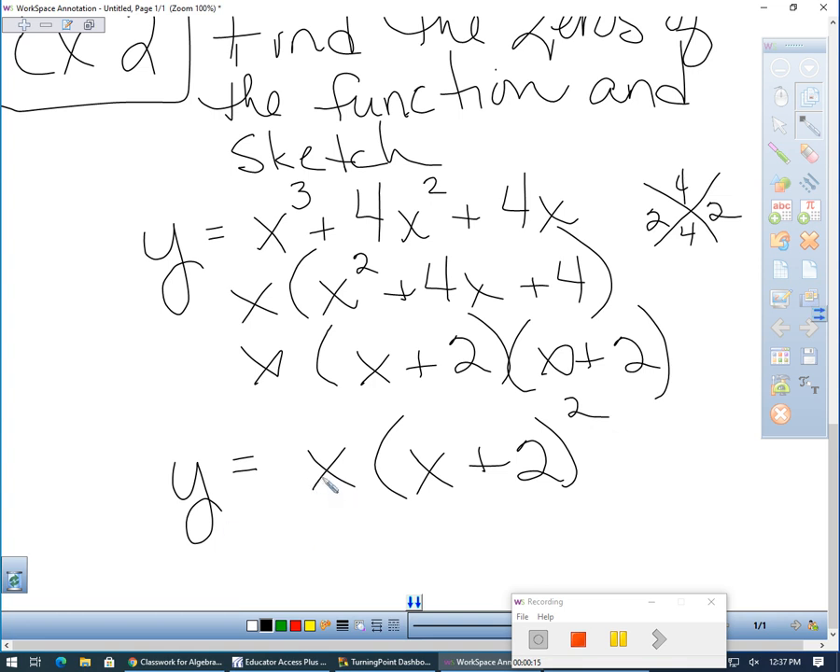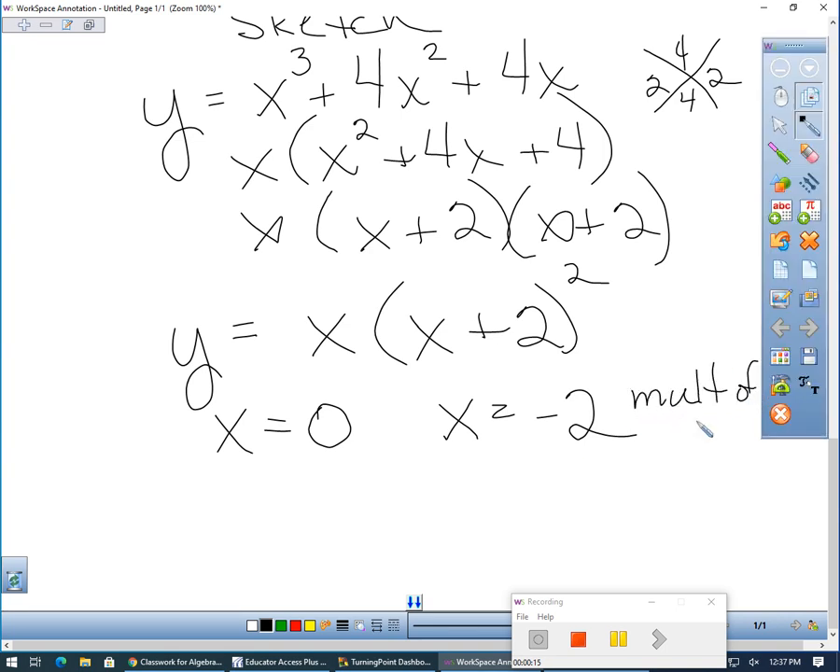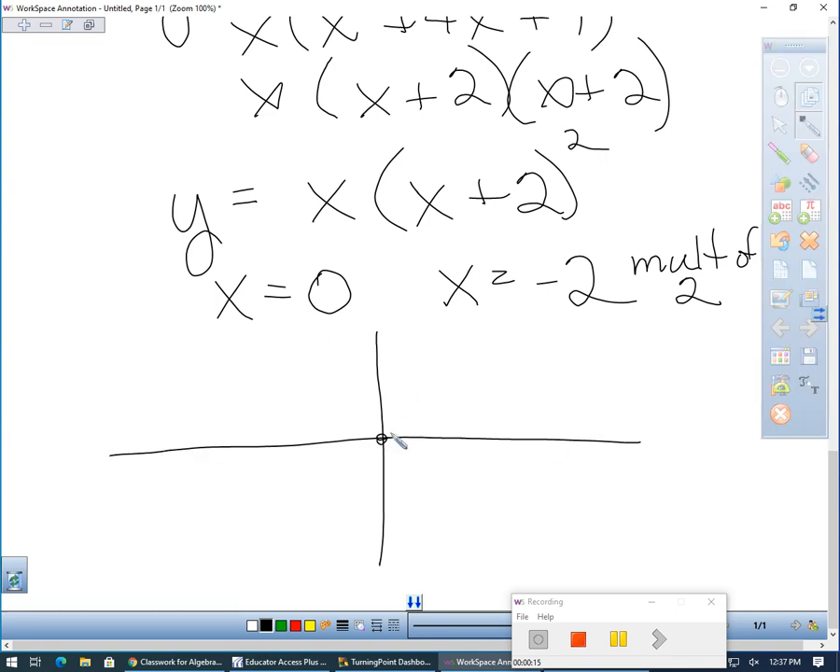Okay, so my first x, if I want to find the 0, I set x equal to 0, and I get x equals 0. The next one, x plus 2, x equals negative 2. But because it's got that squared on it, there's more than one negative 2 in here. So we call this its multiplicity of 2. All right, so now let's sketch it. So we know it's going to cross through, or we're going to go to 0. We also have it at negative 2.